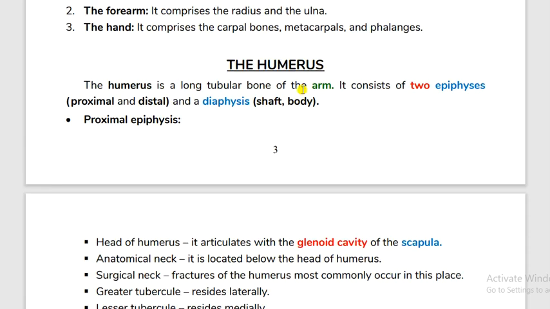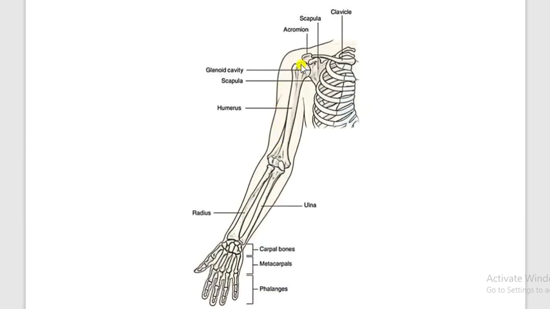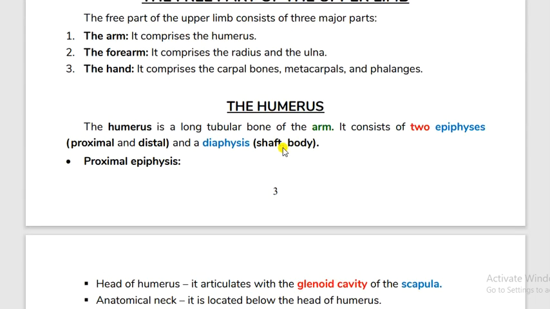Talking about the humerus now. It's a long tubular bone of the arm. It consists of two epiphyses, proximal and distal, and a diaphysis, also known as the shaft or body. So the humerus consists of two epiphyses, a proximal epiphysis here and a distal epiphysis, and then there is a diaphysis. The diaphysis is known as the shaft or the body of the humerus, the shaft here. This is about the humerus.